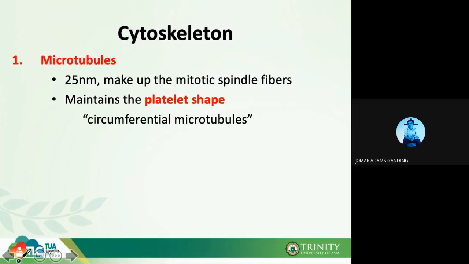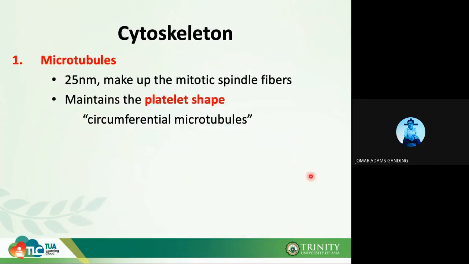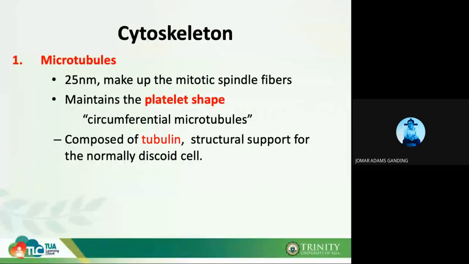Why circumferential microtubules? Let me show it to you because they are actually surrounding your platelet. As you can see, these are your microtubules. We call them your circumferential microtubules, because they maintain the shape of your platelet. In addition to that, they're also composed of your tubulin, which is the structural support for your normally discoid cell. These are very much evident within your body, specifically your circulating and your resting platelets, which are biconvex in shape.